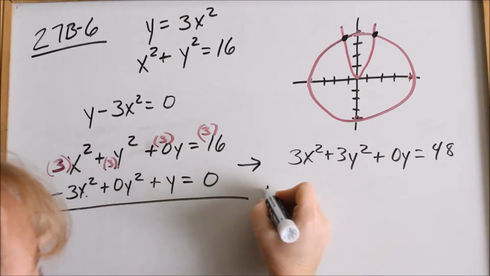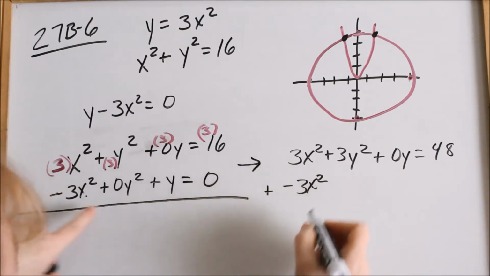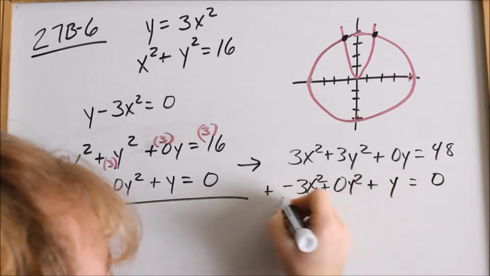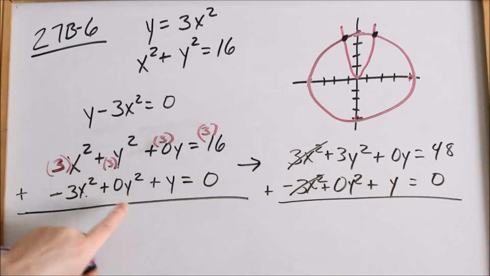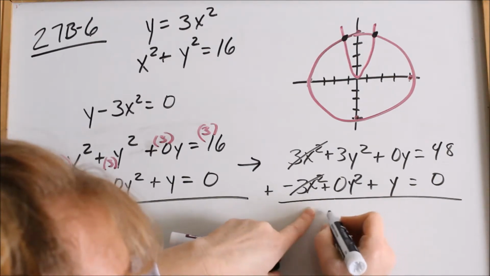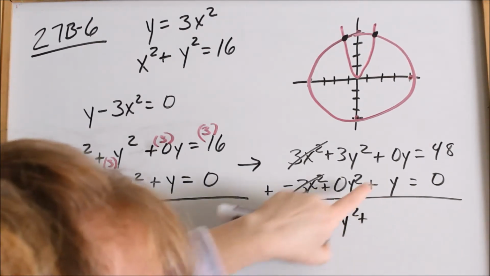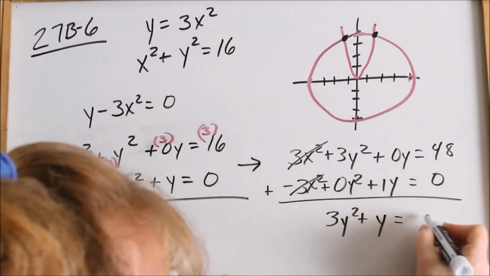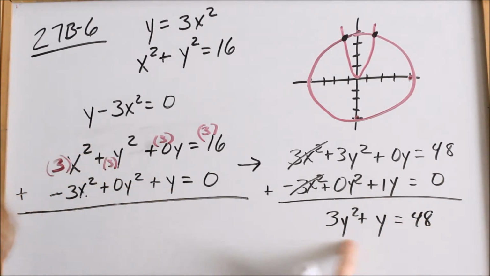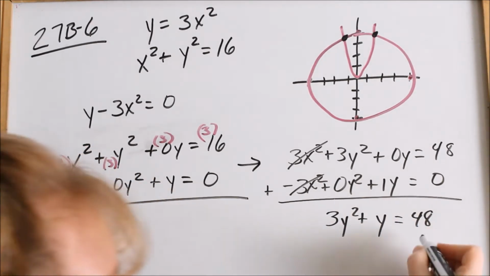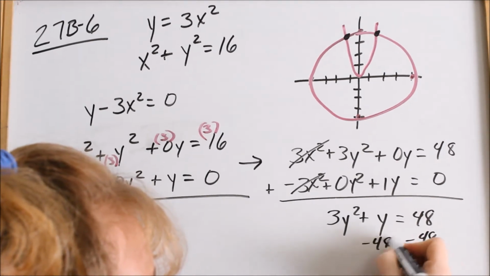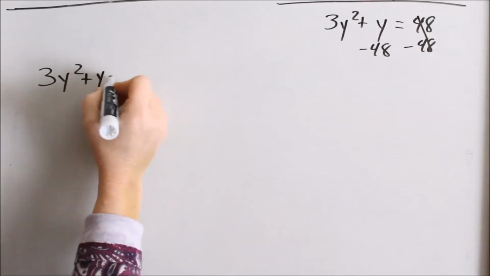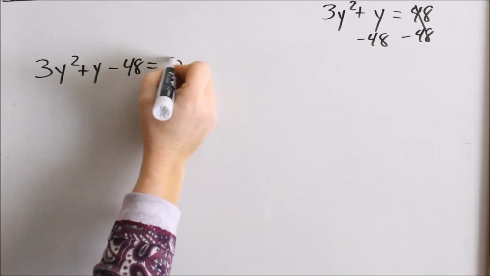So then I'm adding my equations together. The bottom equation doesn't change. Okay, now I can add them together and my x squared terms go away. 3y squared plus 0y squared is still just 3y squared. 0y plus 1y is still just 1y. And then 48 plus 0, 48. So now I have a quadratic equation. How do I solve quadratic equations? Set it equal to 0. So now I have the equation 3y squared plus y minus 48 equals 0.